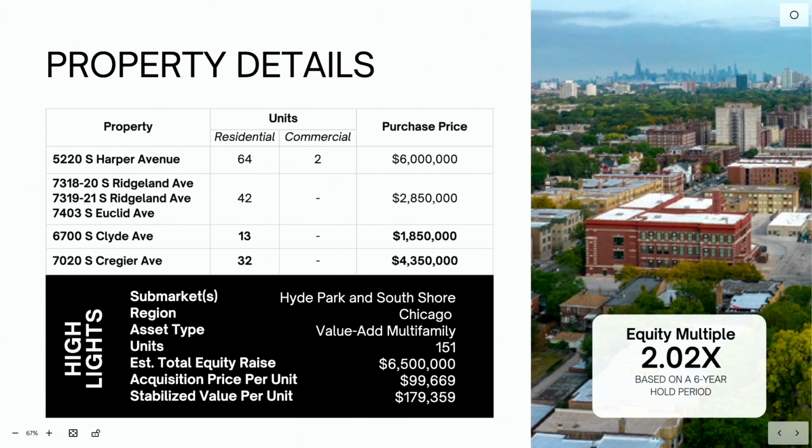So you would get a 2.02 times multiplier after a 6-year hold. We are buying 151 units, which comprise these addresses right here. Those are the 151 units. Total equity raise is $6.5 million, and the stabilized value per unit is about $179.